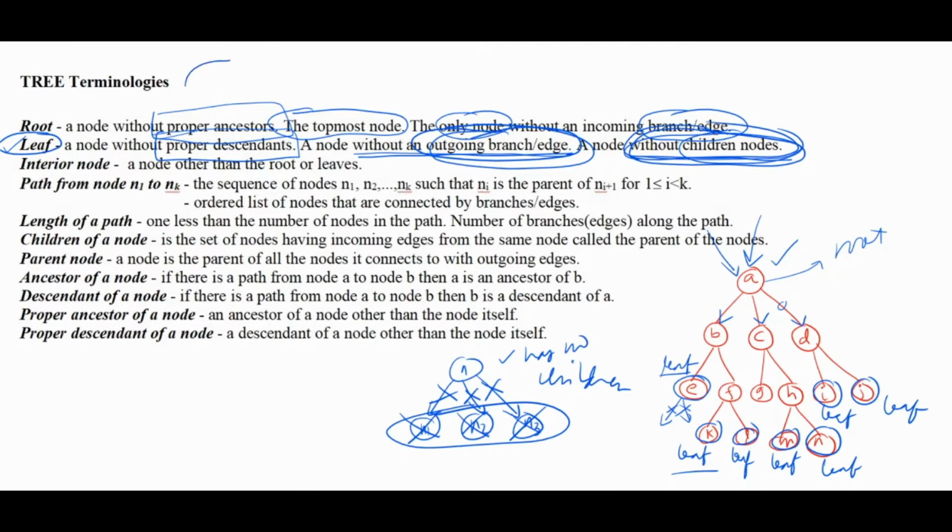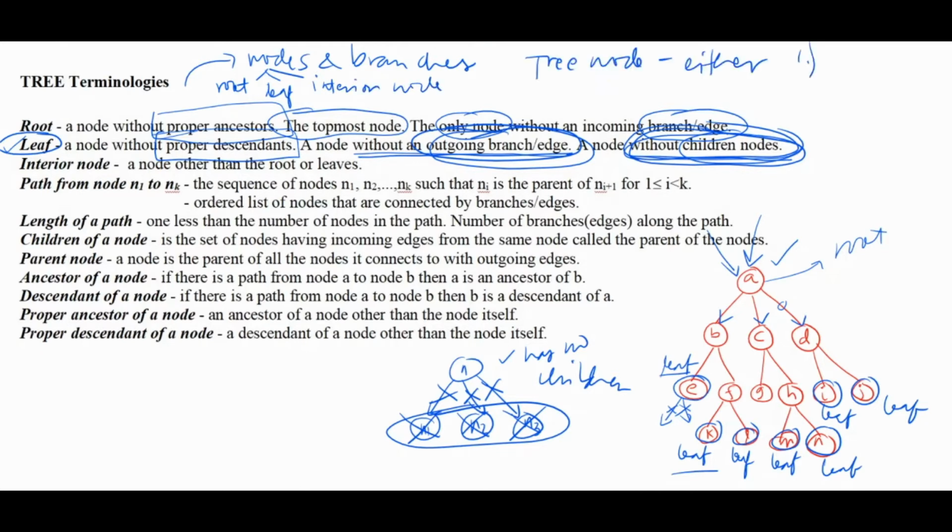Basically, as mentioned before, a data structure tree consists of nodes and branches. And these nodes could be the root, a leaf, or an interior node. So again, it could be the root. Second, it is a leaf, or it is an interior node. So if it's not the root and not a leaf, then it is an interior node.